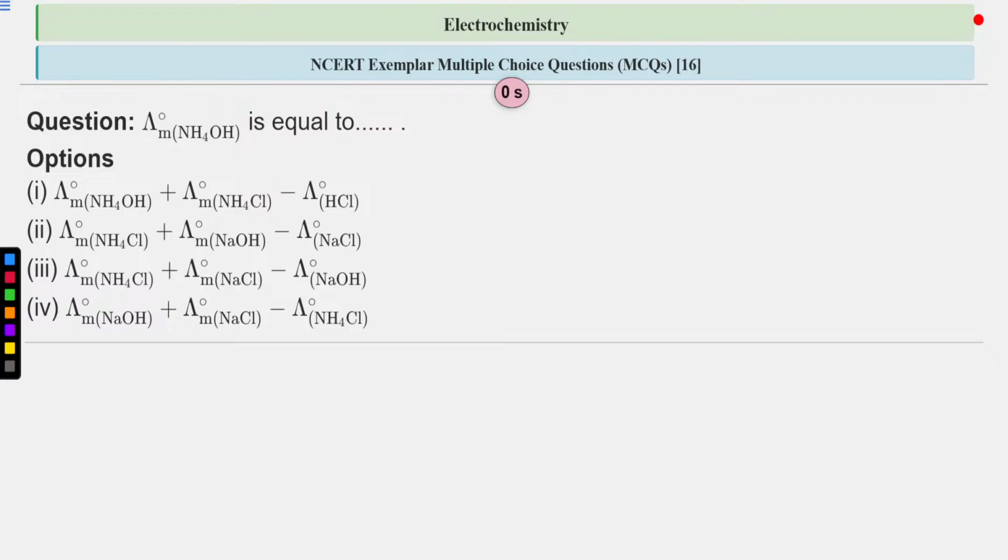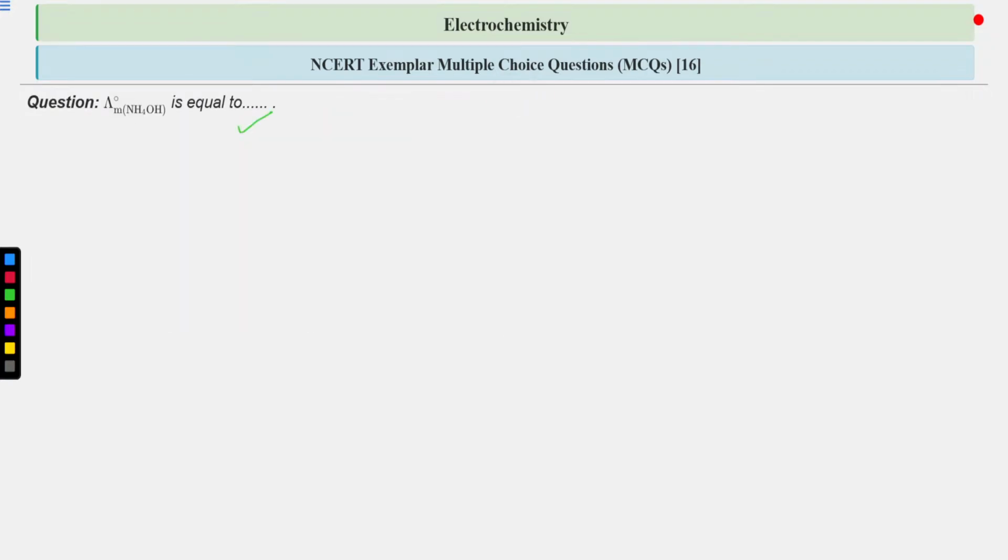Okay, now let's see. For this given question, the correct answer is the second one, which is lambda naught m of NH4Cl plus lambda naught m of NaOH minus lambda naught of NaCl. Okay, now let's see how we can explain it or write it.